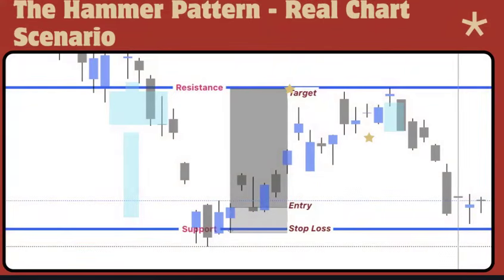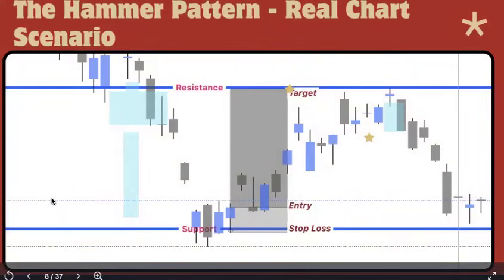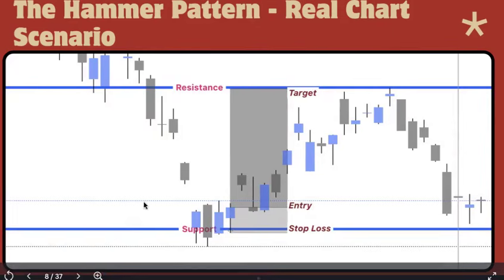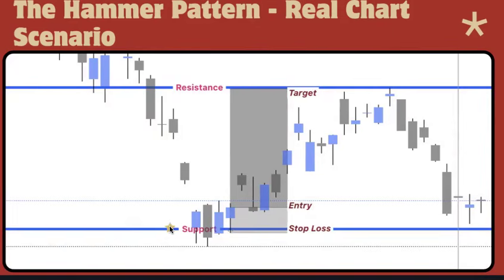Let's see a real chart example. You can see the price was in a clear downtrend. Then the price reaches the support level. Right at the support, a hammer forms. The next candle closes above the hammer. That signals the validity of the hammer.